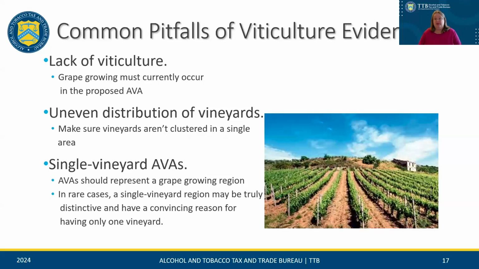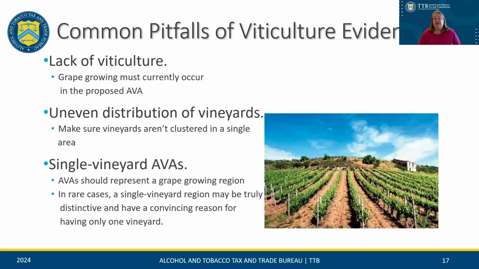There are some common pitfalls that you might encounter when you're trying to provide viticultural evidence. The first thing, believe it or not, is that there may not be any viticulture in your proposed area. This is a big problem because TTB requires it to be a grape-growing region. Grapes must be currently grown within your proposed area in order for us to consider it.